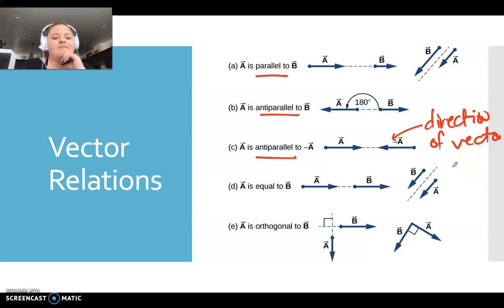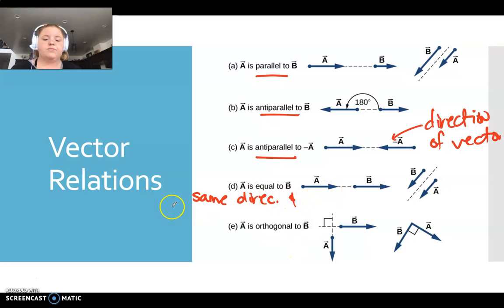All right. If we have two vectors, A and B, that are going the same way, so same direction, and are equal, so same direction and magnitude, I should say, this means that they are equal.